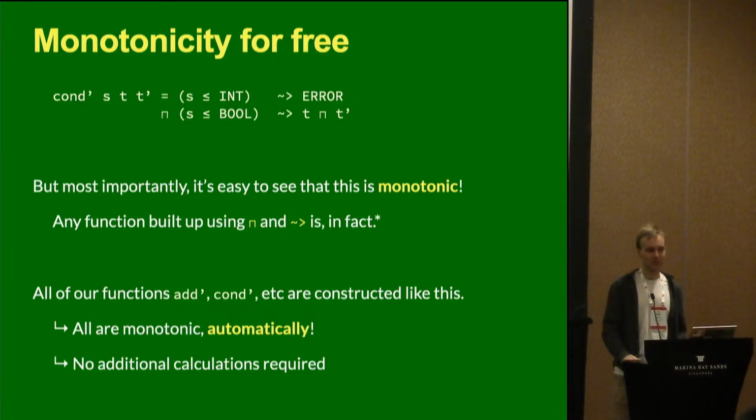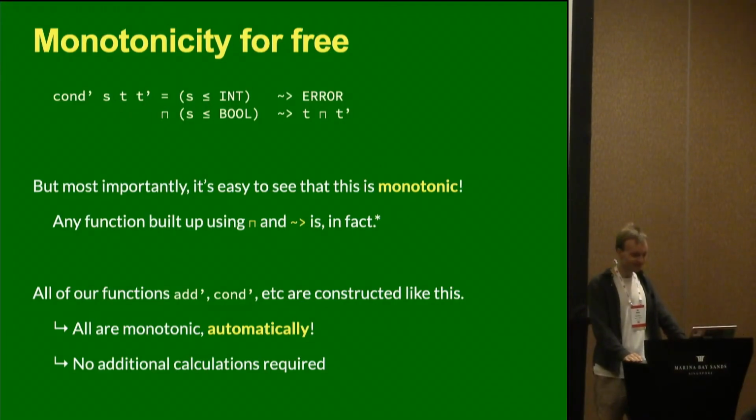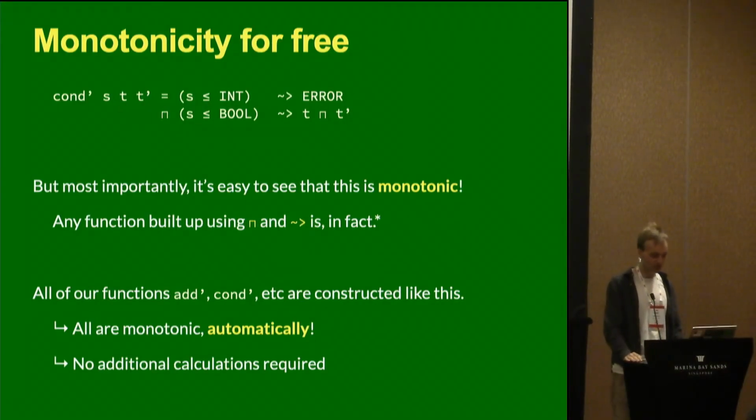Of course, that's not a formal proof. There is a formal proof, but that's not it. But yeah, the great thing is that all of our functions, all of our type checking folding operators, add prime, con prime, anything else we might add in the future, are constructed exactly in this way. Therefore, they're all monotonic automatically without having to do any additional calculations or proofs.